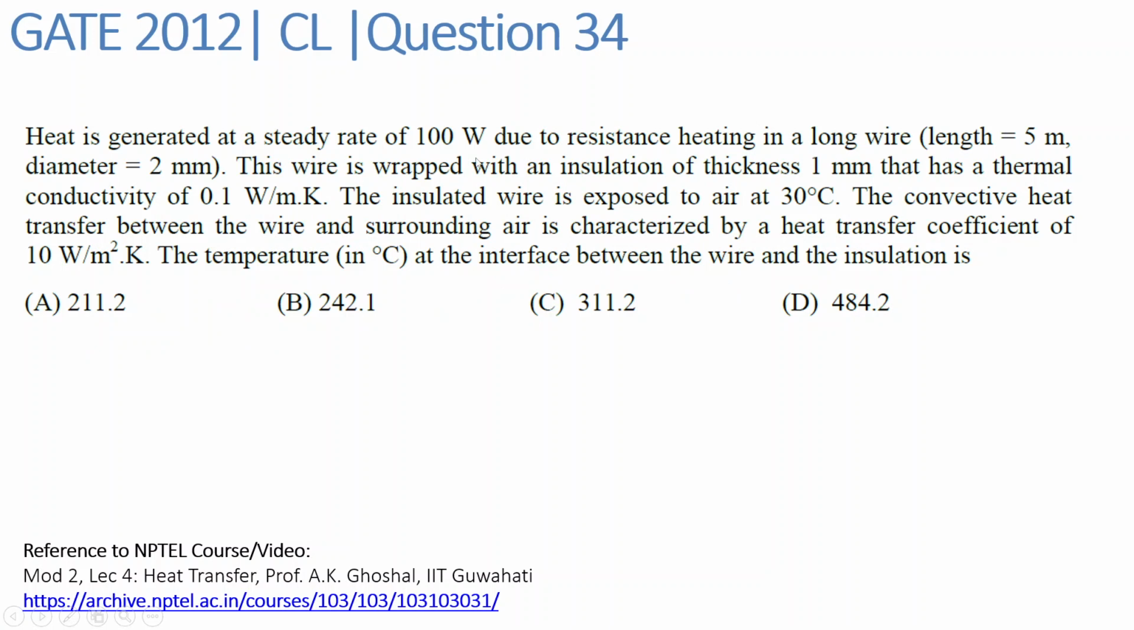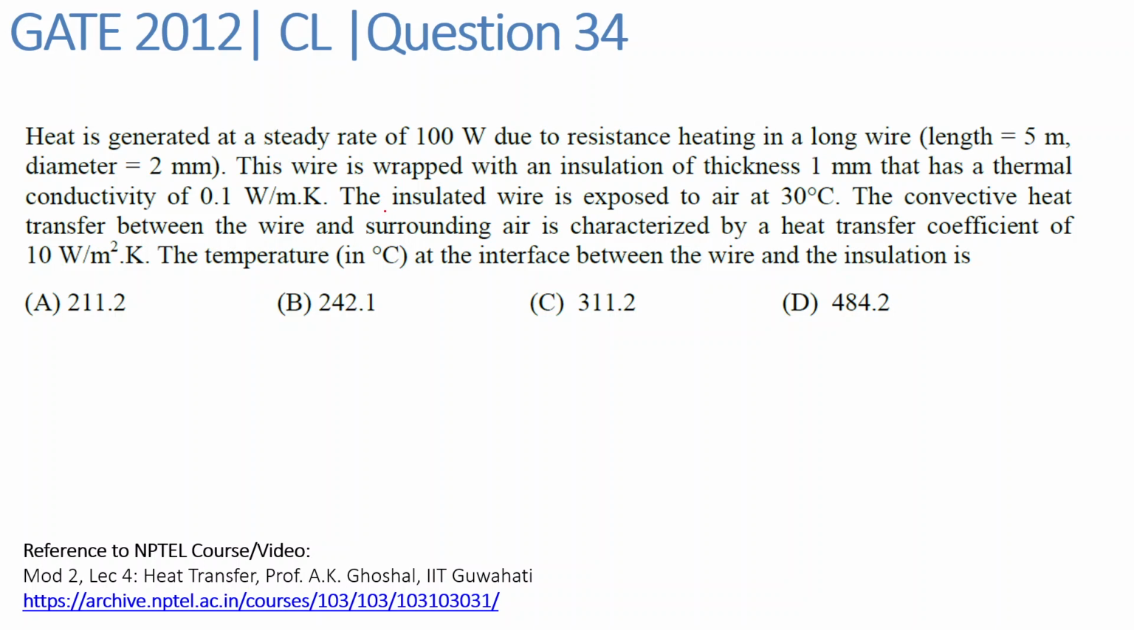We are solving question 34 of 2012 GATE Chemical Engineering paper. Heat is generated at a steady rate of 100 watt due to resistance heating in a long wire. Length is 5 meter and diameter is 2 mm. The wire is wrapped with an insulation of thickness 1 mm that has a thermal conductivity of 0.1 watt per meter Kelvin. The insulated wire is exposed to air at 30 degrees Celsius.